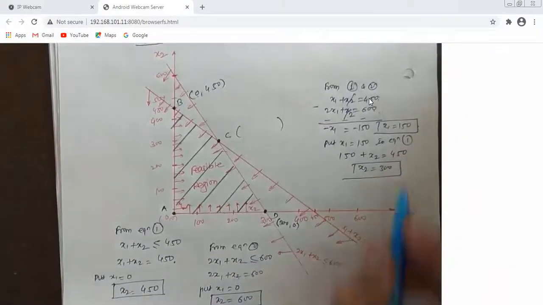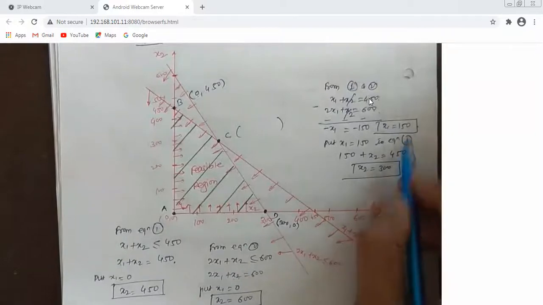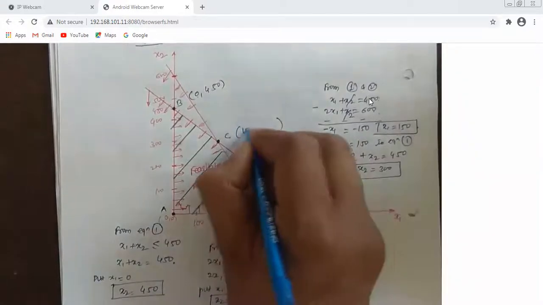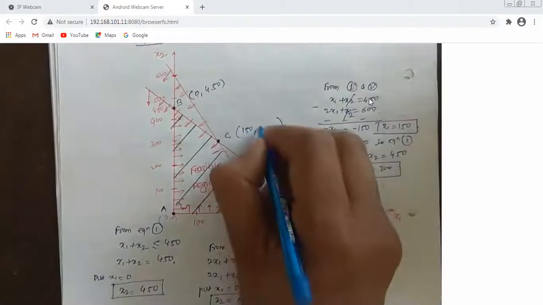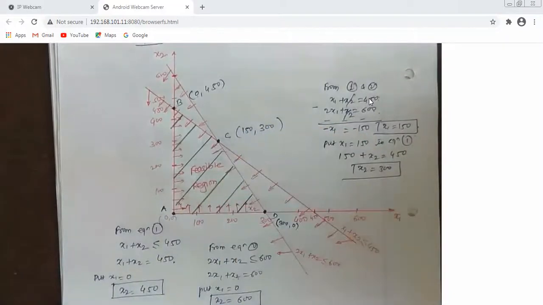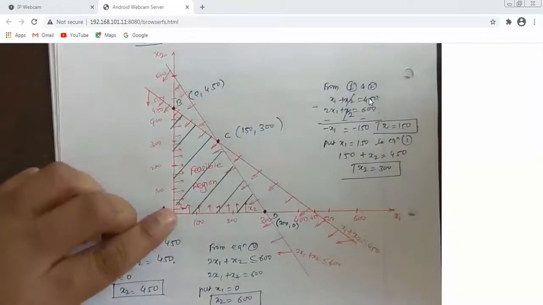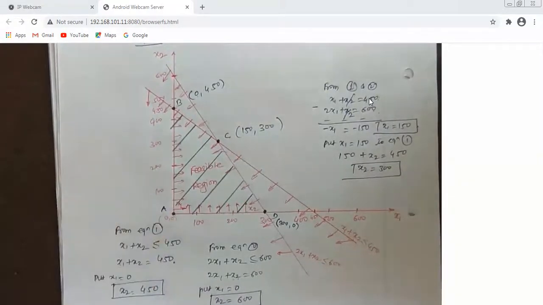Okay, so we can write these coordinates here. x1 is 150 and x2 is 300. Got it? Now we got the four corners with their coordinates. Now we have to find at what corner point we are getting the maximum profit. It is very simple, we discussed it yesterday.